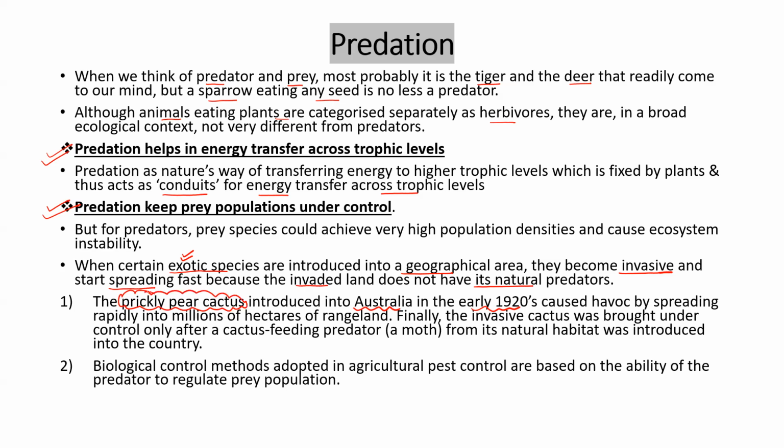This cactus was creating a problem because it was spreading and covering nearly millions of hectares of rangeland. Finally, this cactus was brought under control by introducing a moth which feeds on this cactus. Then only the cactus was brought under control. It means we can use predation for biocontrol also. The biocontrol method which we use in agriculture to control pests is actually based on the predation concept only.